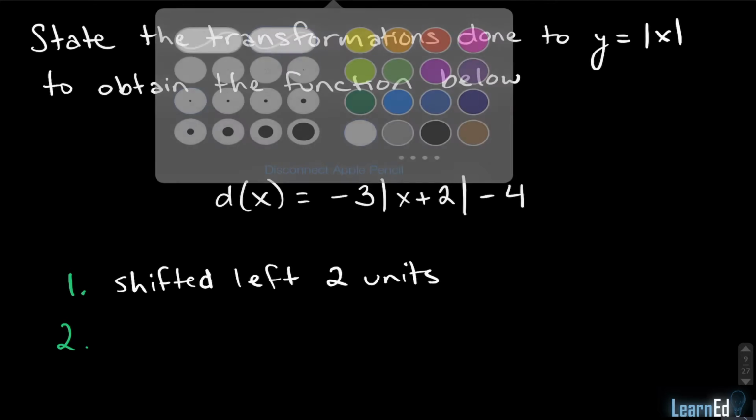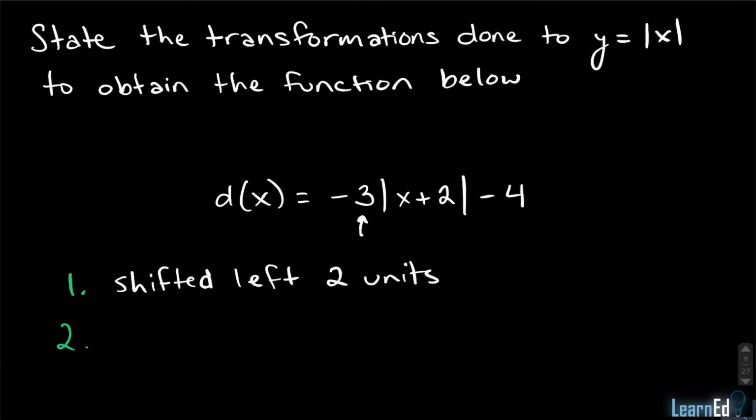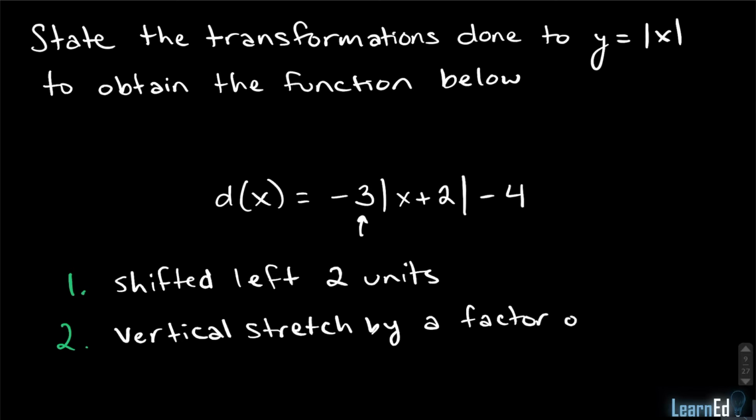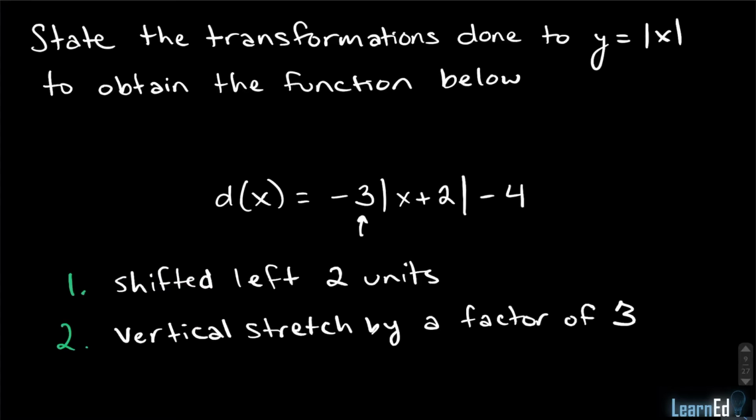Well then you have a 3 outside here. We'll ignore the fact that it's -3 for now because the negative does something different. But this 3, since it's outside being multiplied, is going to produce a vertical stretch by a factor of 3. Hopefully the whole idea of transforming functions is starting to come back to you now. If it's not, then this is definitely something you want to look into a lot more.